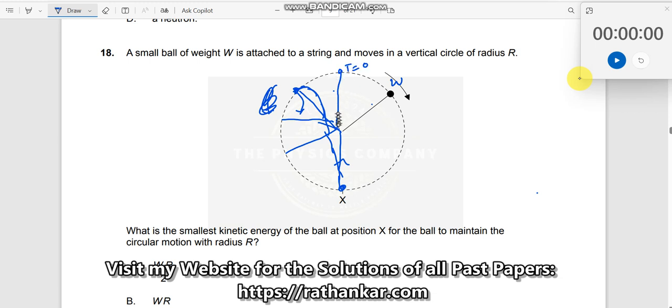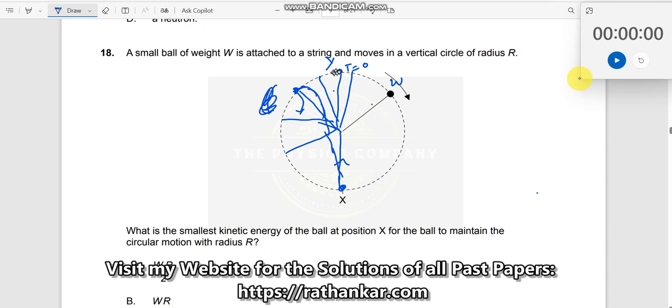The moment it crosses over here, what will happen? The tension should be regained. So the condition now is that at the topmost point, tension can become 0. Until that, tension should not become 0. Right? So we need to have a starting point. The starting point is at the topmost point. Let me call this point Y over here. At this topmost point, tension can become 0.